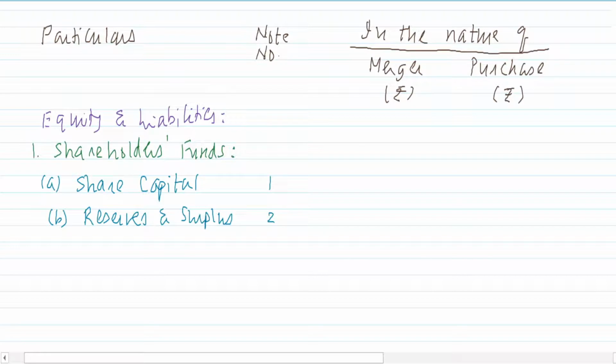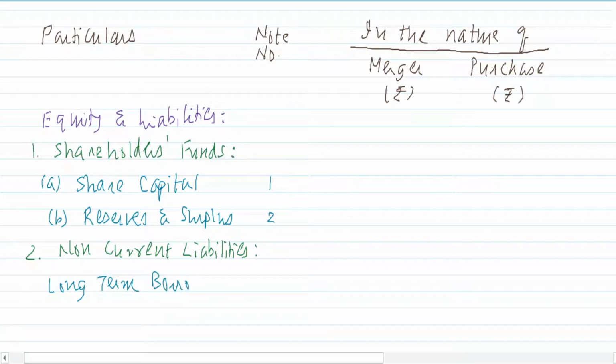We don't have any of the figures right now. We will get it from the notes. So we say note 1 and 2. Our second head is non-current liabilities. Under that, we say long-term borrowings. It's our note 3.